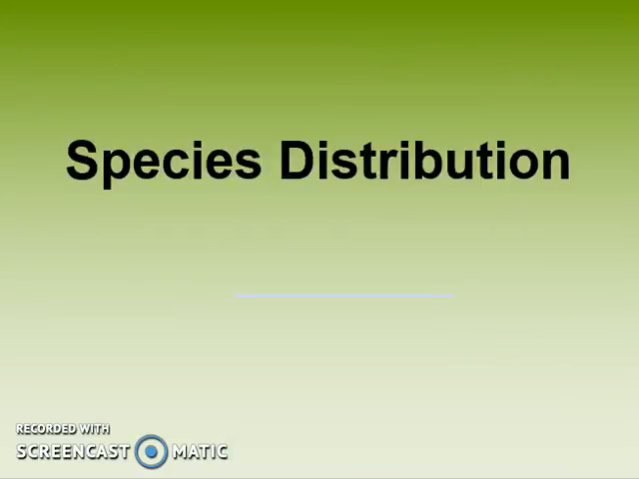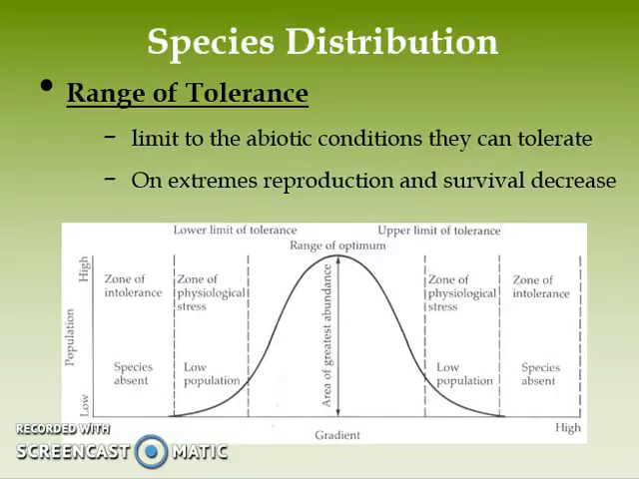Okay, species distribution. So where do you find species? This is a graph you need to know. This is range of tolerance. You can take any factor that an animal needs or limitation that they need to survive. It's usually abiotic: temperature, precipitation, pH, whatever it is. That's your bottom axis, your x-axis. And there's a range from low pH to high pH, from low temp to high temp, whatever it happens to be. And every animal has a range of tolerance.